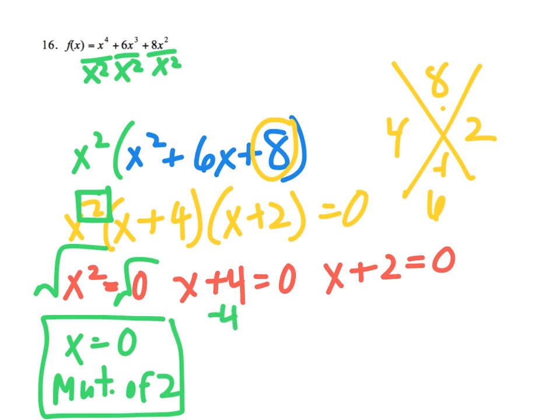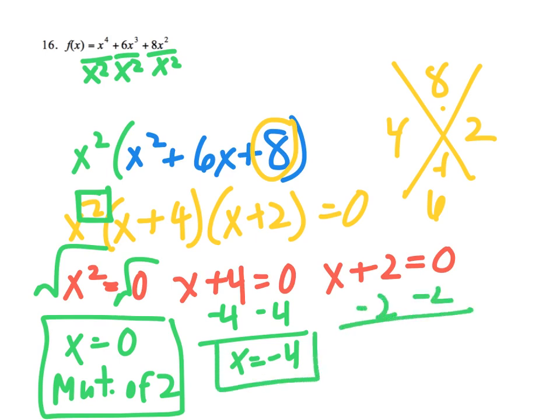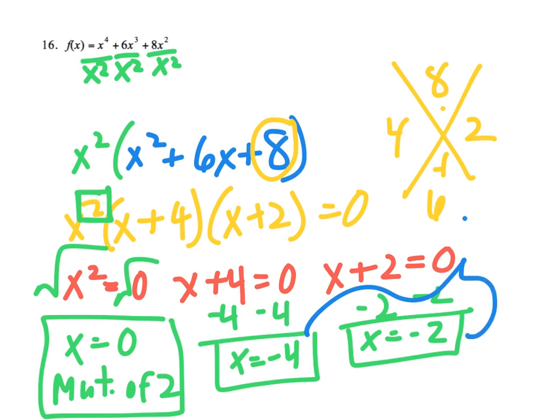My other ones, we'll subtract 4 from both sides. We have x equals -4. My second one, we have x equals -2. Now again, my other ones only showed up once, so I would say each of these guys have a multiplicity of 1. Again, if they had an exponent on the outside, so if there's a squared here, or we had a duplicate answer, then it would have a multiplicity different than 1.